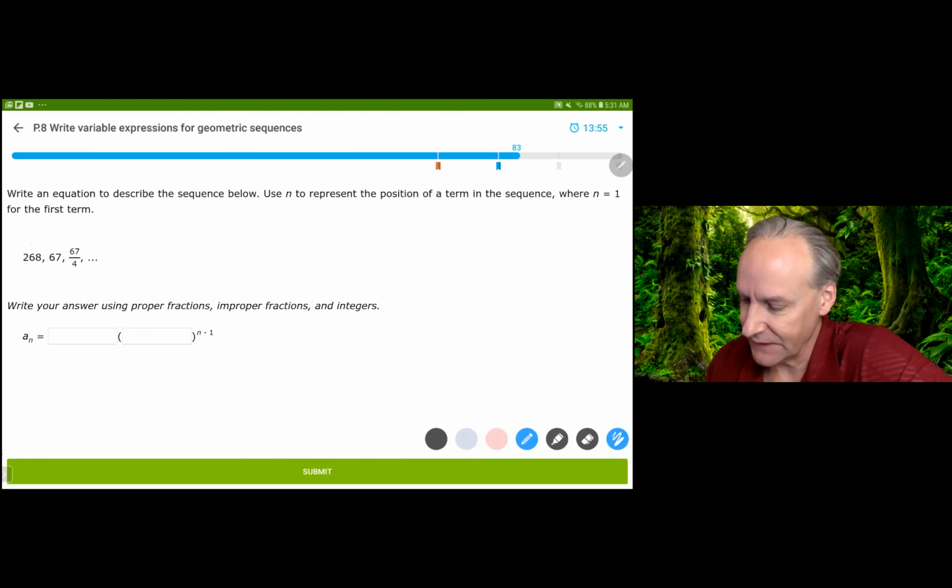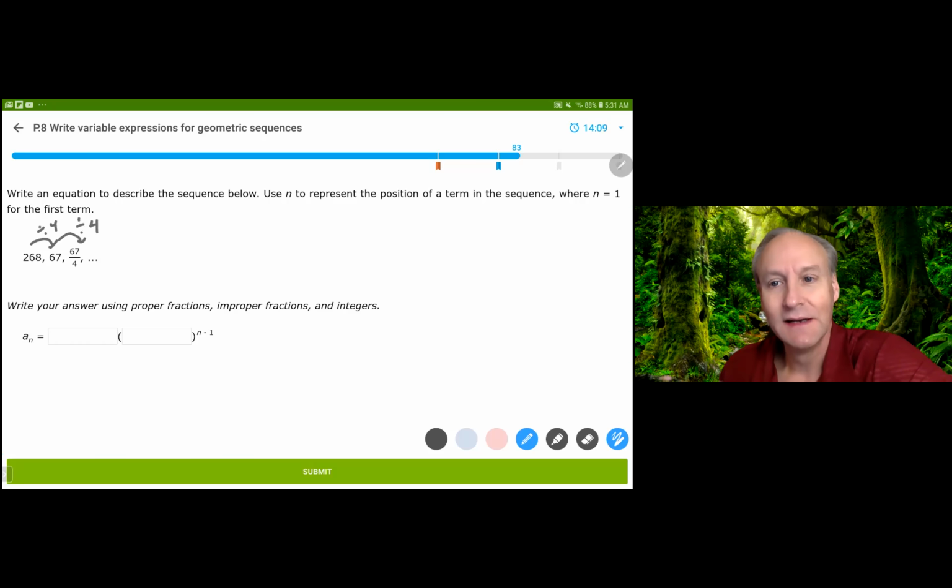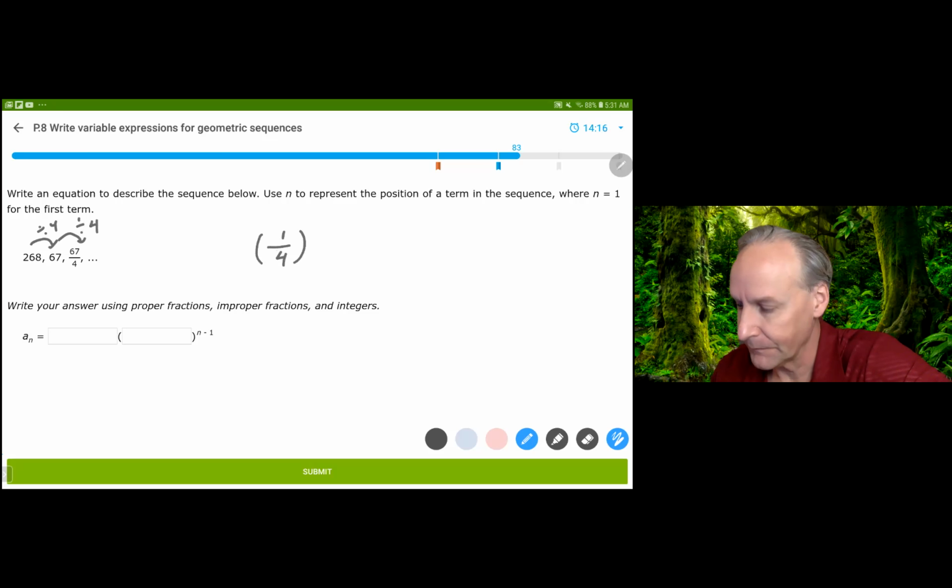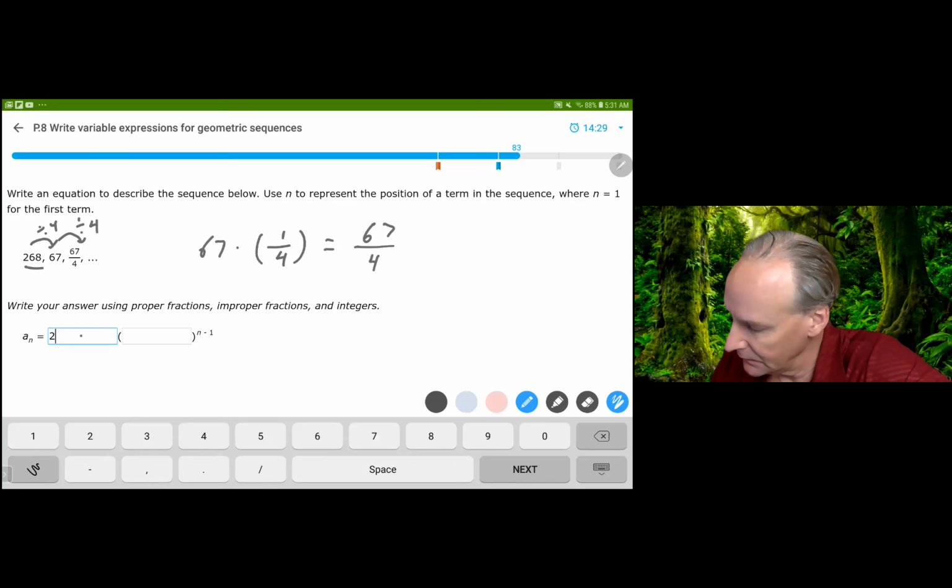Oh, now they change things up a little. They clearly divided by 4 here. But remember that we're really multiplying. So you really can't think of it as division. You have to think of it as multiplying by. Dividing by 4 is the same as multiplying by a fourth. So our multiplier is 1/4, isn't it? And you can see it clearly with the 67 times 1/4 is 67 over 4. Our first term is 268, of course.